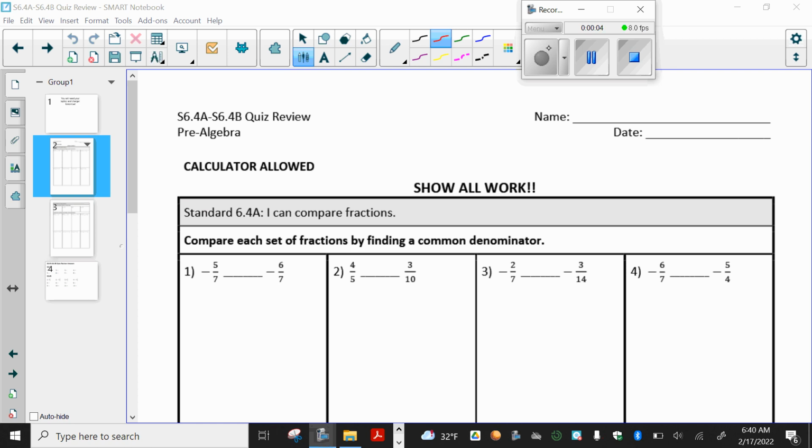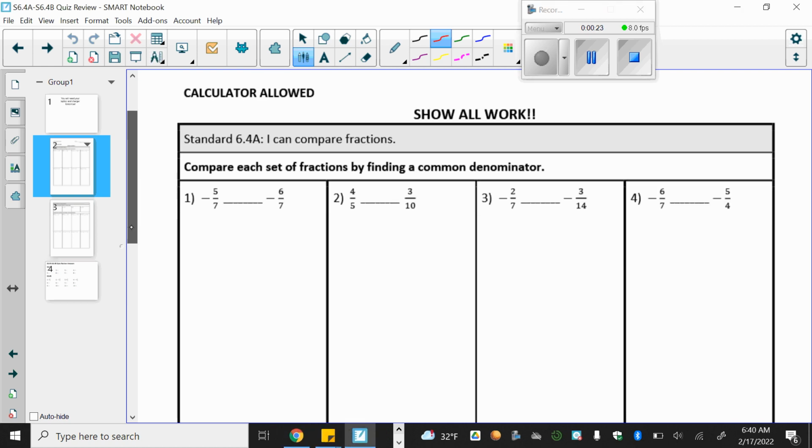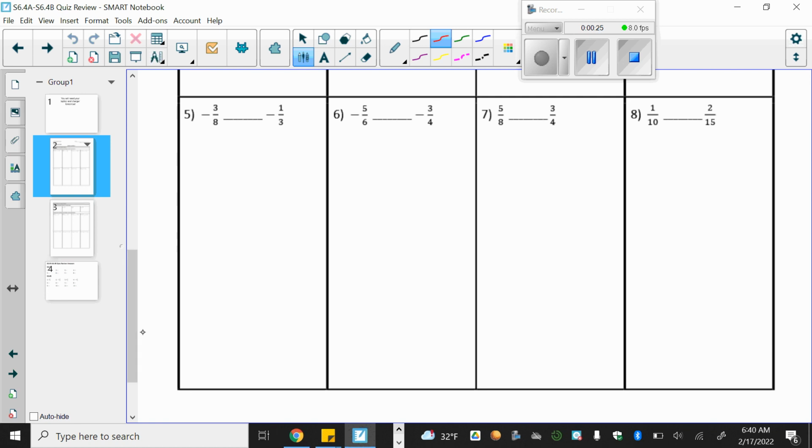Hey, happy e-learning day. Thanks for following step one, the directions. Let's review what the directions are for the quiz review. So yesterday we gave you the 6-4A, 6-4B quiz review. You guys started on page one. Today you're supposed to work on page two. I want to do a question from both so we remember what we're doing. All right, so let's do question 8.